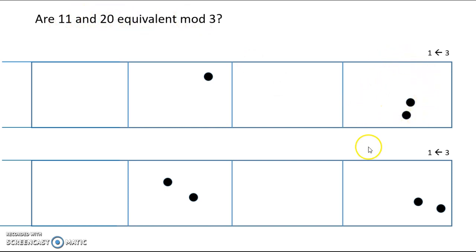So all we need to know is the number of dots in that final box. Is it the same? And if so, those two numbers are equivalent in whatever mod we're talking about. If these two numbers have different numbers of dots, then the two numbers are not equivalent. Notice also, using the book method, we could subtract 20 minus 11 to get 9, and 3 does go in evenly into 9, which again confirms that 11 and 20 are equivalent mod 3.